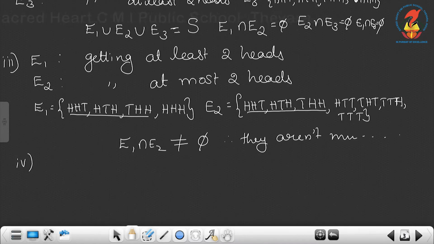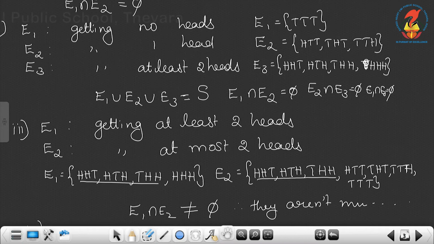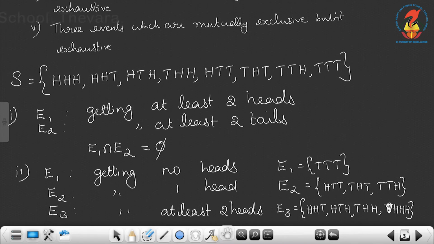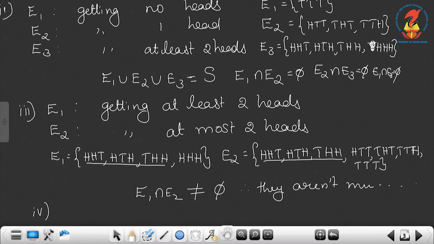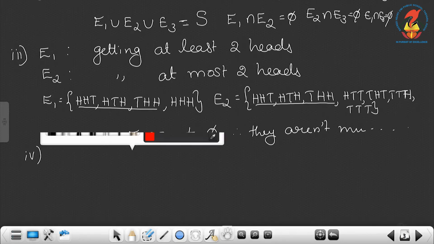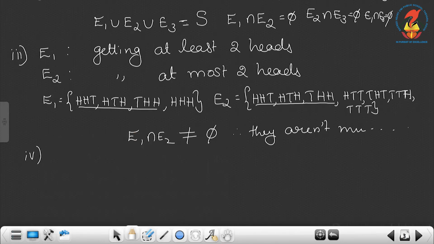Look at the third example, E1 and E2. They are not mutually exclusive. And the question is, mutually exclusive at the same time but not exhaustive. What is the union of E1 and E2 here? In the third example, E1 union E2 means HHT, HTH, THH, then triple H, then here 1H and 3T. When we take their union, it is the same as the sample space. So this example we can't write. You have to describe it in another way.